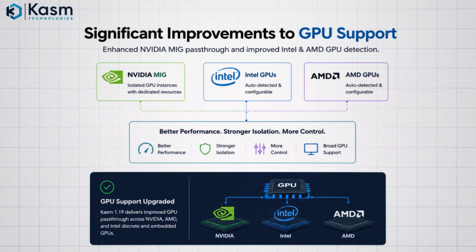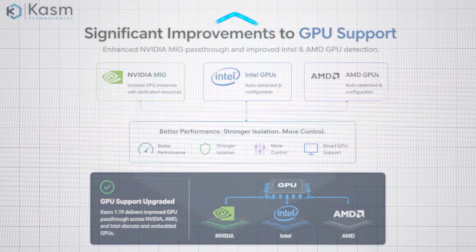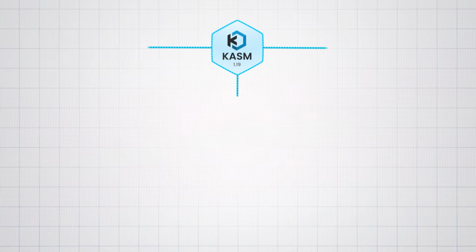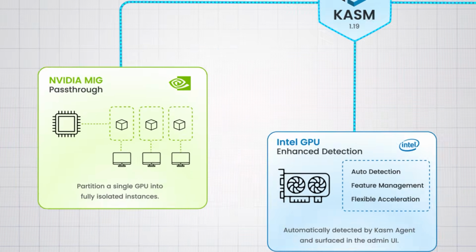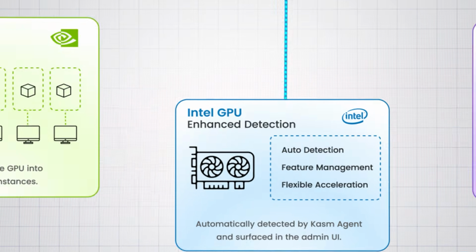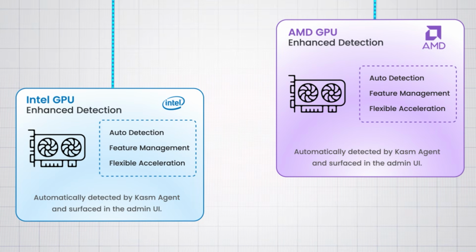Now let's talk about what's new for how Kasm streams your sessions, starting with significant improvements to GPU support across the platform. In 1.19, we are shipping a number of significant improvements to GPU support in Kasm, spanning NVIDIA MIG pass-through and enhanced Intel and AMD GPU detection.